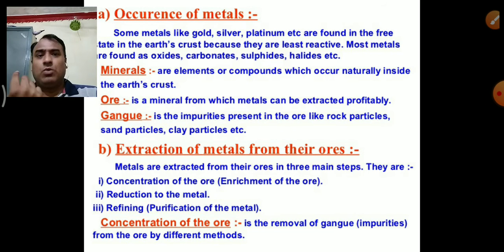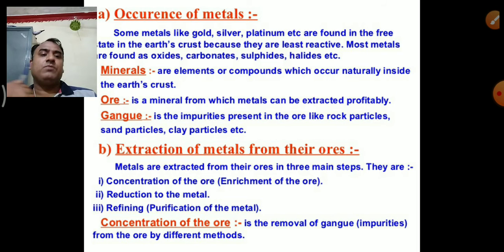Okay, ore is a substance from which the metal is extracted, from where we extract the metals. Ore is a mineral from which metal can be extracted. Gangue is impurity. We know that metals are not present in pure form in the earth's crust. We need to extract the metals and separate the impurities from them. The impurity is called gangue.